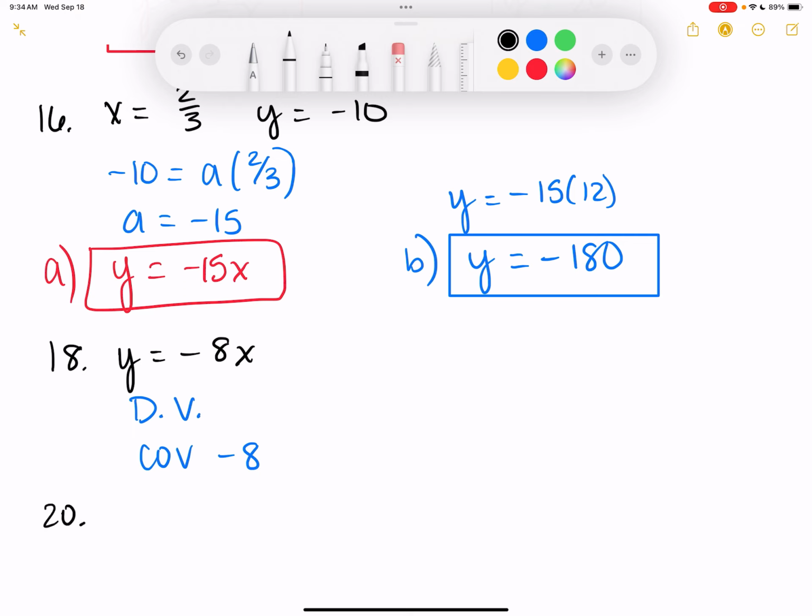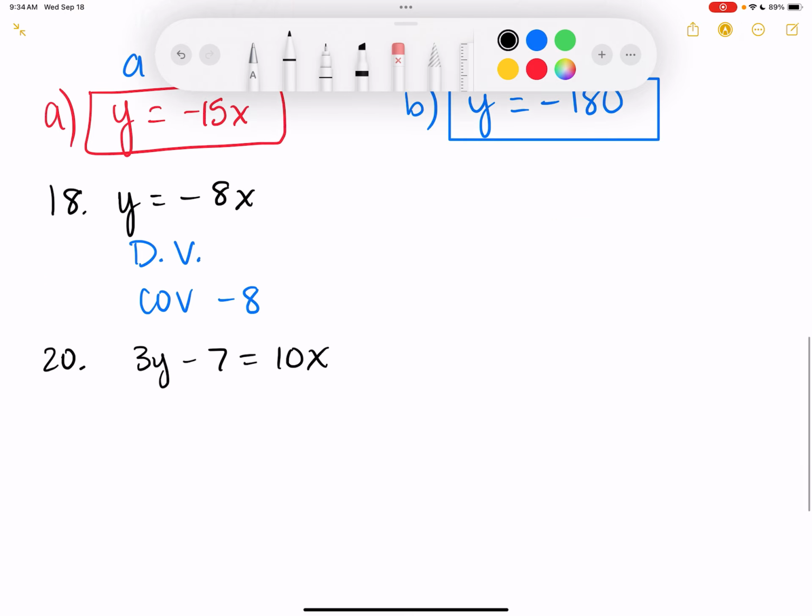3y minus 7 equals 10x. Now, when you have a problem like this, you've got to get y by itself first. How do I get y by itself? Add 7. Divide by 3. So 3y equals 10x plus 7, divide by 3. Y equals 10 over 3 x plus 7 over 3.